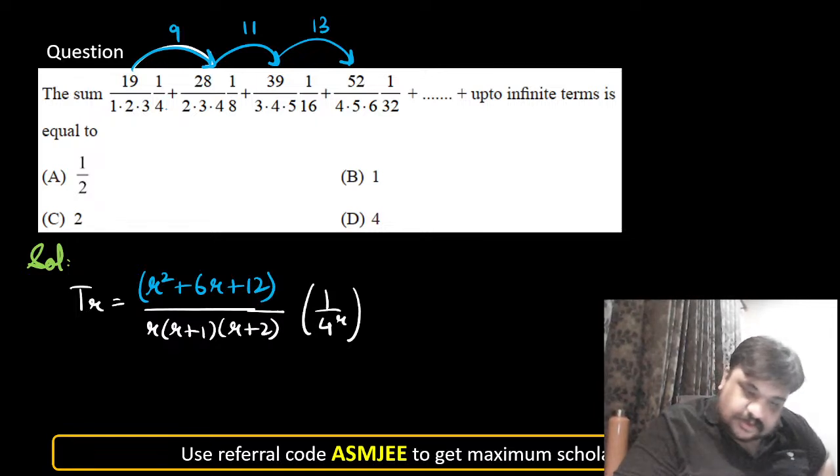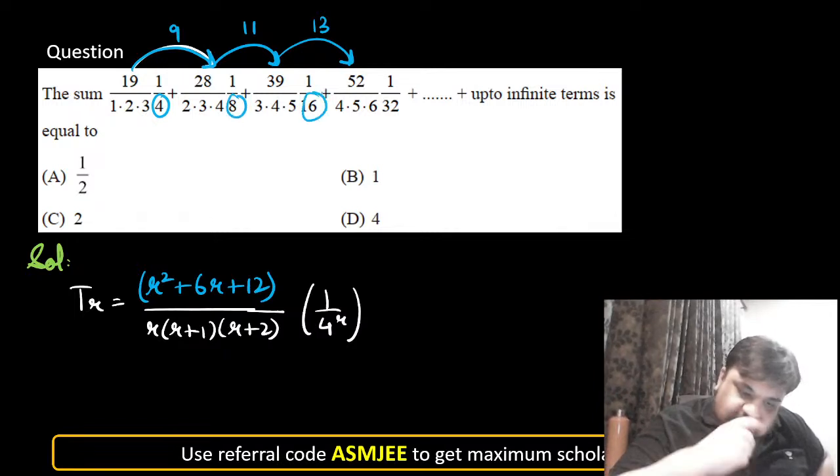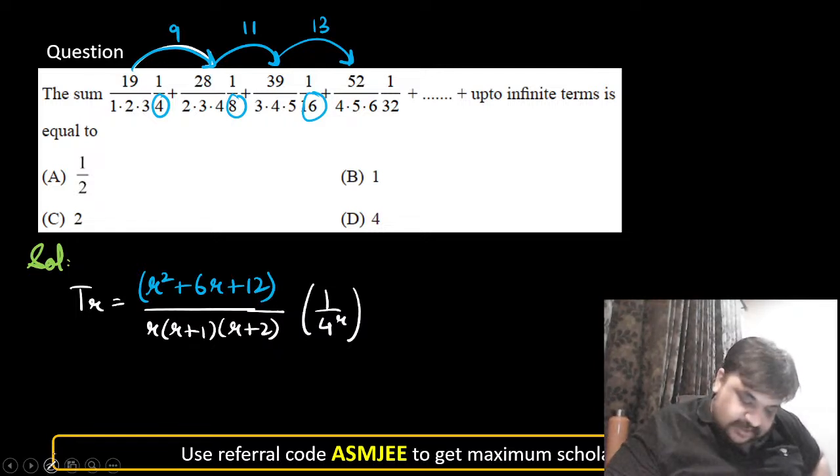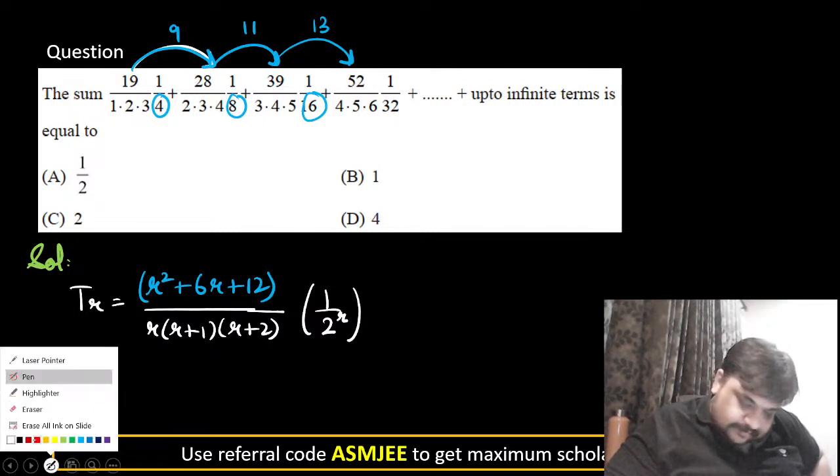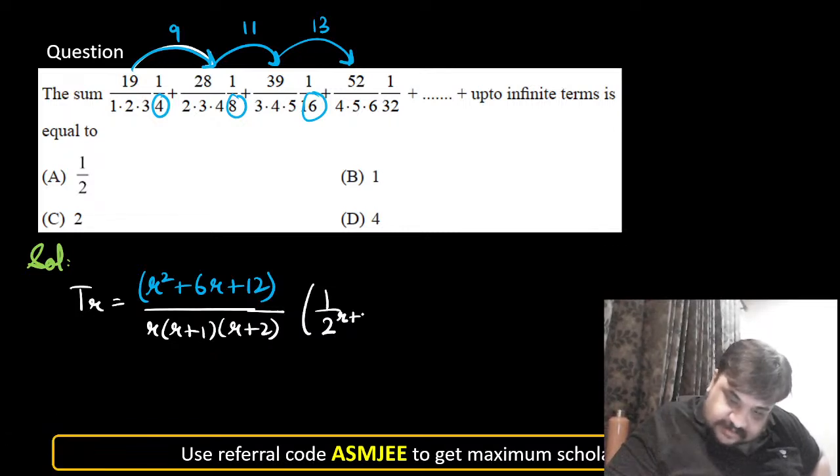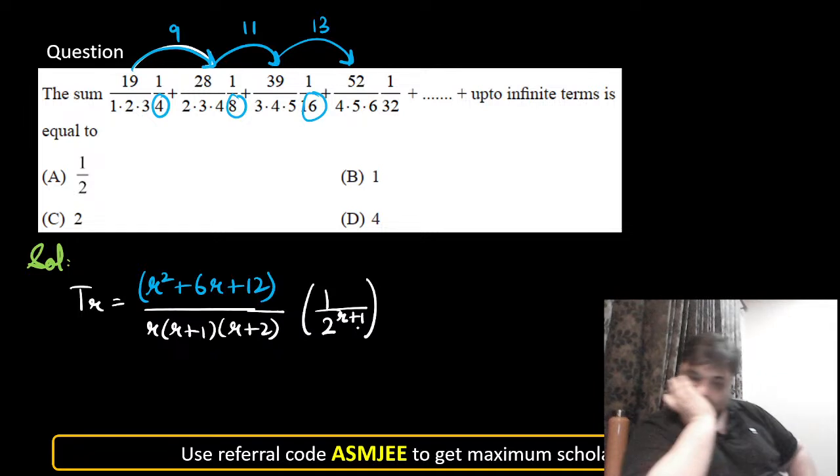4 is 4. Okay, this is 8. This is 16. Now, what is this? This is 2 raised power actually. 2 raised power R. Actually, this is 2 raised power R plus 1. This is what it is.